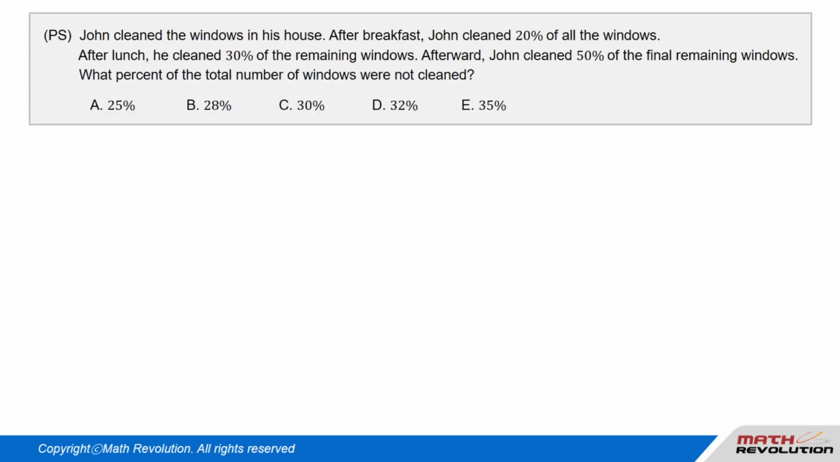PS. John cleaned the windows in his house. After breakfast, John cleaned 20% of all the windows. After lunch, he cleaned 30% of the remaining windows. Afterward, John cleaned 50% of the final remaining windows. What percent of the total number of windows were not cleaned?